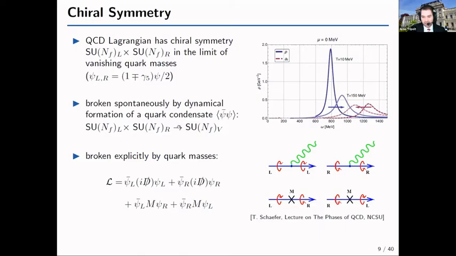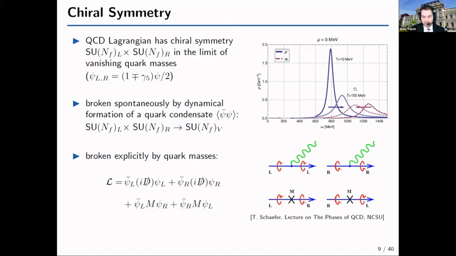And in addition, chiral symmetry is, of course, also broken explicitly by the finite quark masses, which you can also see in these diagrams here. So the standard interaction term leaves the chirality of the quarks invariant, but the mass term mixes left and right chiral states. And you can also see one of the main consequences chiral symmetry breaking has on the properties of particles, namely on their mass, and in particular on the mass difference of chiral partners.